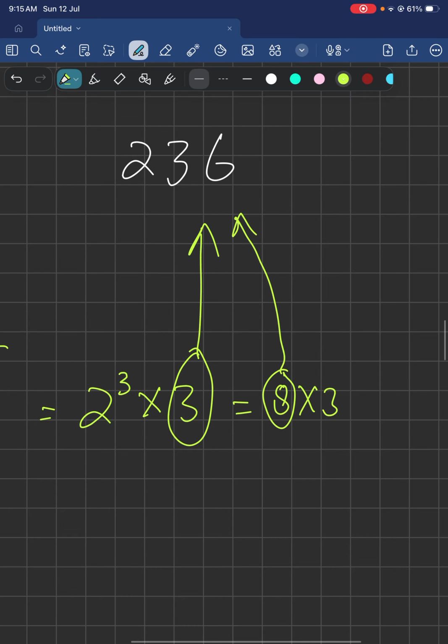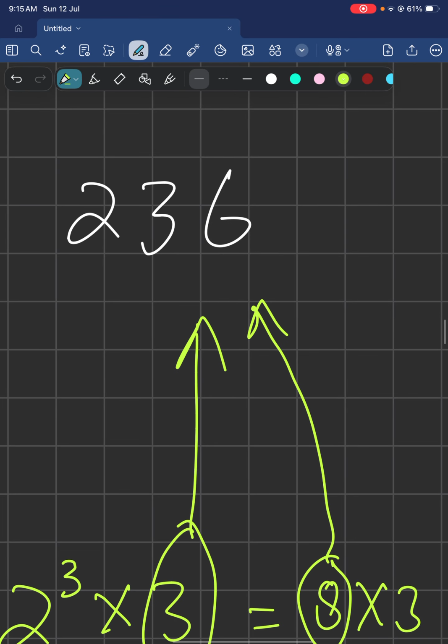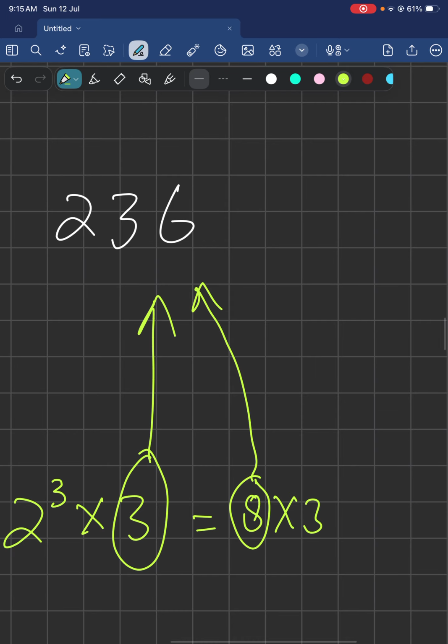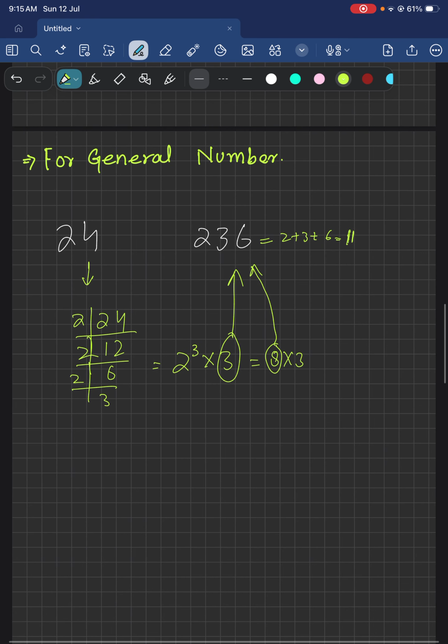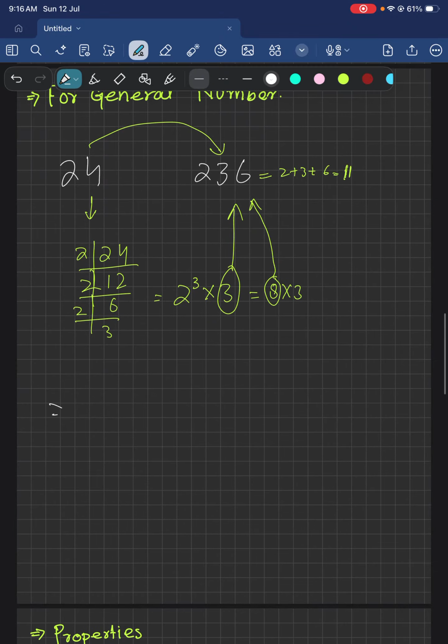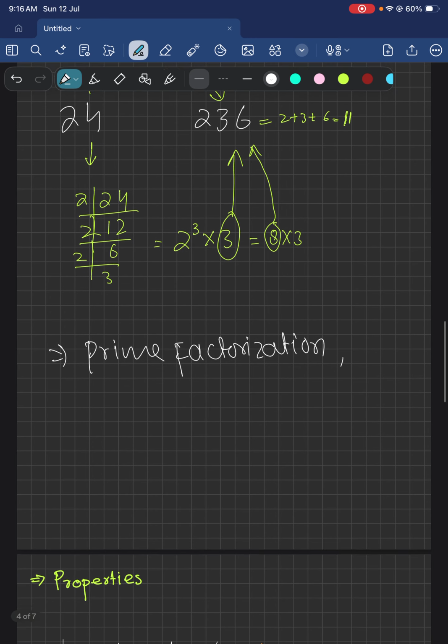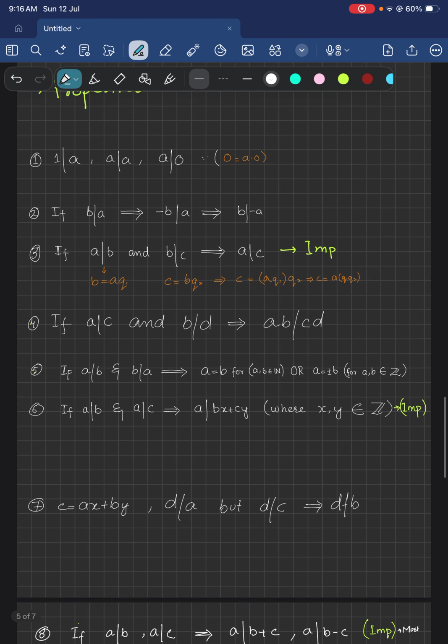Let's just check 3. For 3 you do the sum, so let's do the summation. 2 and 3 is 5, and 5 plus 6 is 11. 2 plus 3 plus 6 is 11, and 11 is not divisible by 3. So one failed, and we would say that 24 does not divide 236. So first you have to take the prime factorization, and then you check if it is divisible by each prime power. If so, then the whole number is divisible.